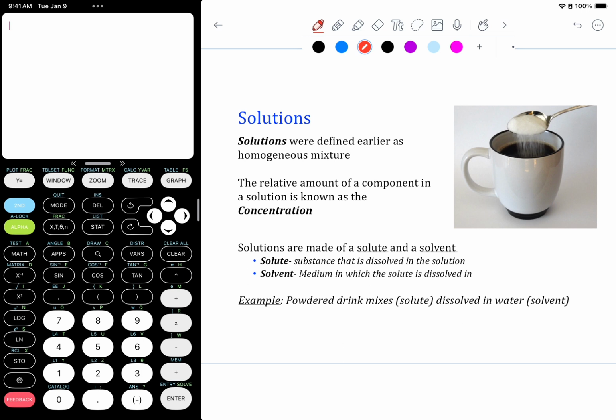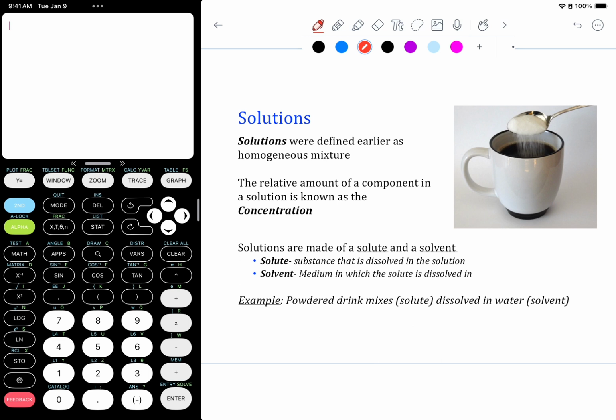So solutions are made up of two different things, a solute and a solvent. The solute is the substance that is dissolved in the solution, and the solvent is the medium in which the solute is dissolved. So it's whatever is doing the dissolving. What we're going to talk about this semester is going to be specific to water. Our solvent is almost always going to be water.